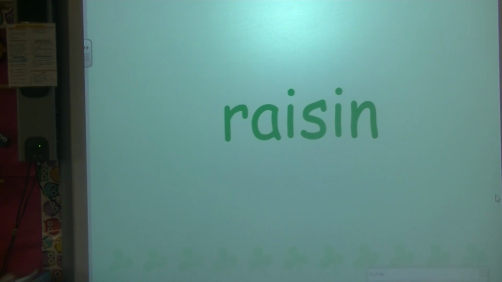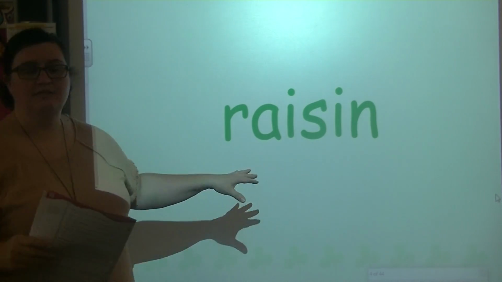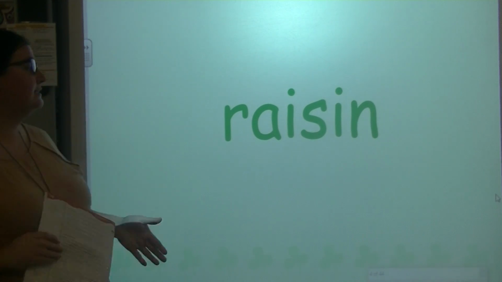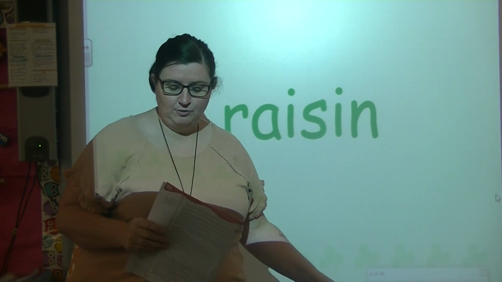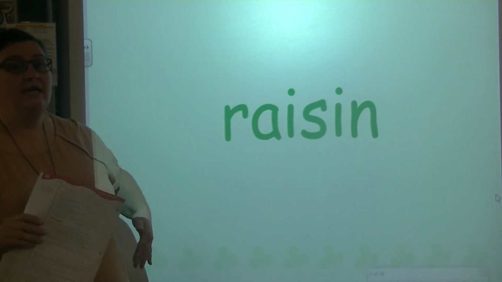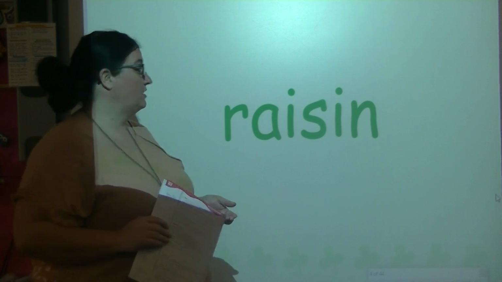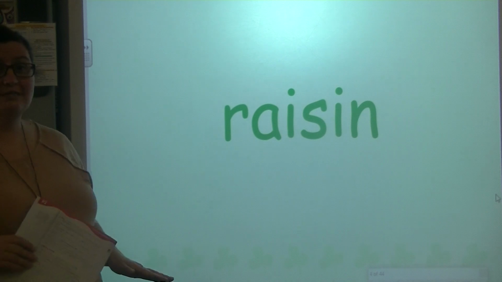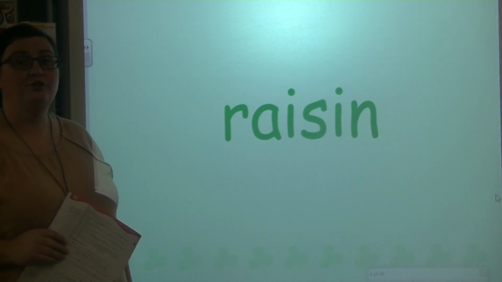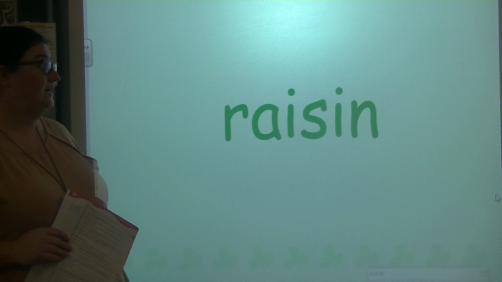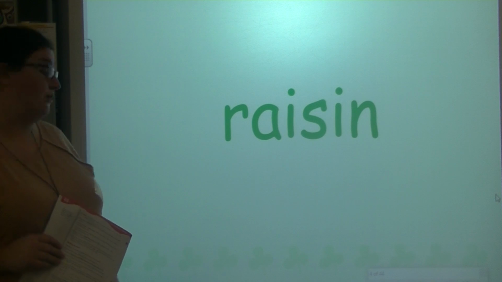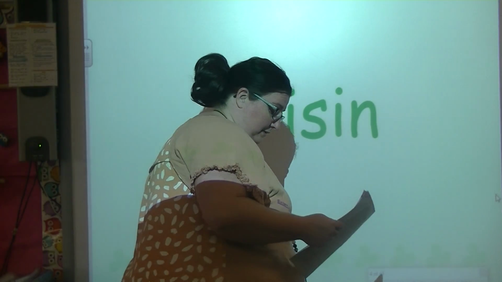Boys and girls, let's look at the word on the board. All right, what should I do before I code this word? First thing we always do is look and see if we have a suffix, a final stable syllable, or anything that we need to code like that first. So, do we have a suffix? No. Do we have a final stable syllable? No. Do we have anything like that that would change the syllables at the end? No. So now we look for vowels.